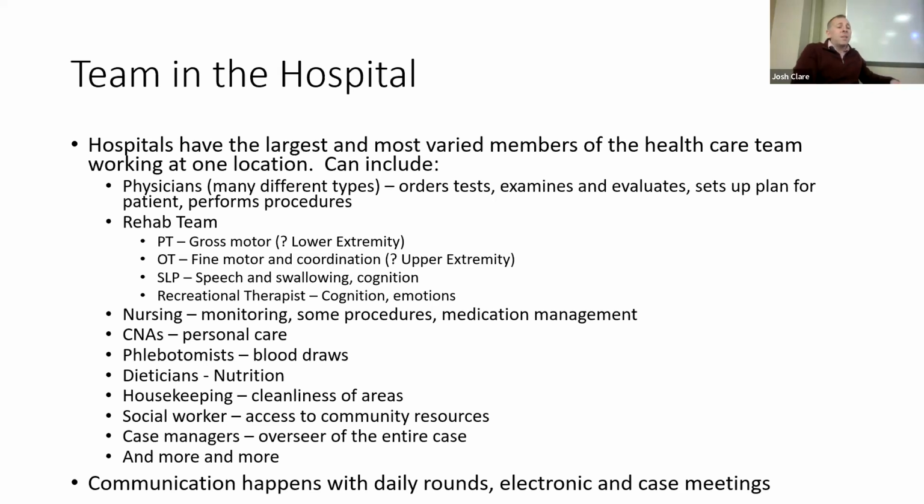Then we have the rehab team. That's what we're most familiar with in this room. PT, OT, speech, and recreational therapists are the major ones. PT, gross motor, is a good way of thinking of it. I'm going to go into PT versus OT in just a little bit because there's a lot of overlap. But basically, gross motor is a good way to think of it. Lower extremity, I'll get into that in a little bit. OT, fine motor tasks, coordination, upper extremity potentially, and we'll look at that again a little bit.